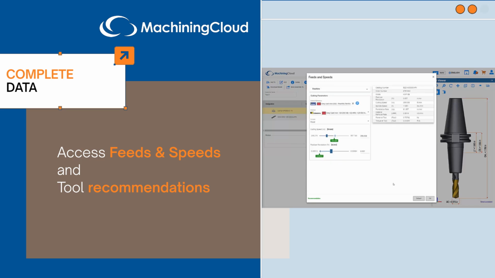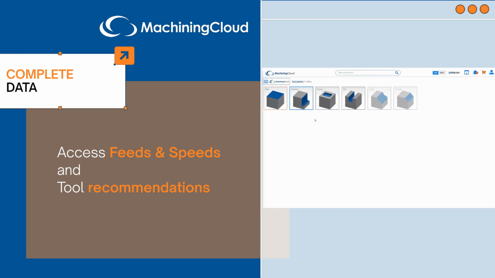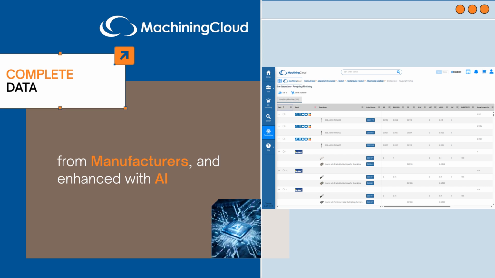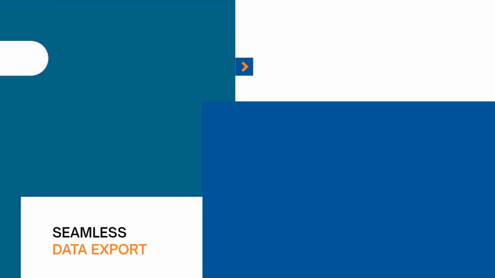Access information from manufacturers from attributes and 3D models to recommendations and feeds and speeds. Furthermore, with Machining Cloud's proprietary AI and machine learning algorithm, get recommendations for the best tools based on your specific application.